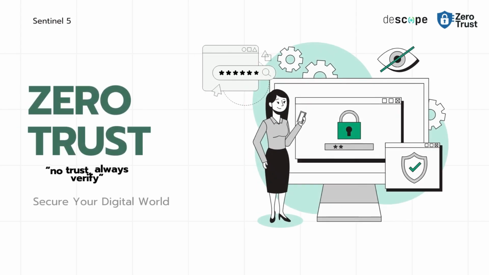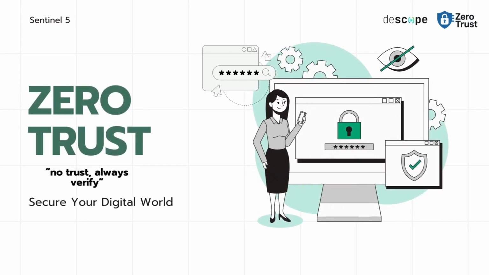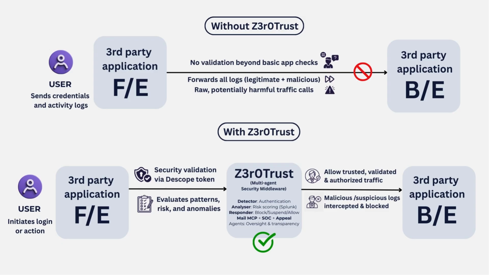Hey all, we are Sentinel-5, here to walk you through Zero Trust powered by Descope, our autonomous multi-agent security middleware for enterprise applications, dealing with real-time threat detection, automating response, and building user-centric trust. Before we dive into the demo, let's see the working of Zero Trust.